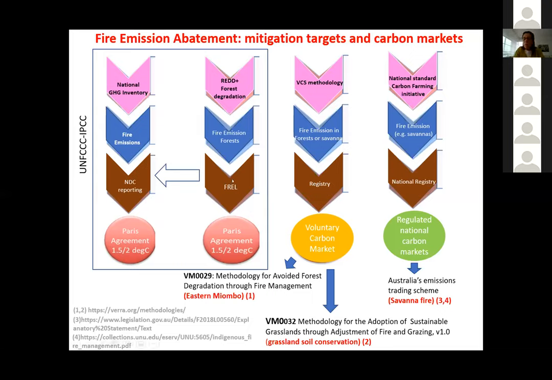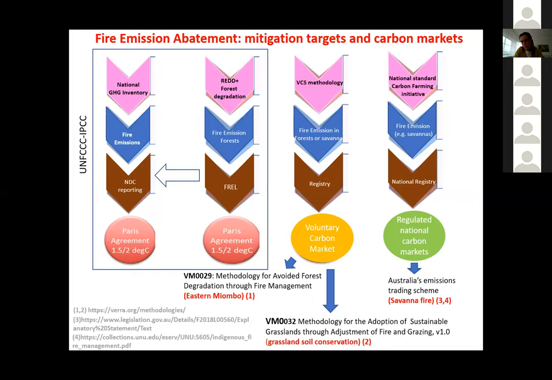The FREL is another opportunity for having fire incorporated into forest mitigation reductions. The problem with many FRELs is that all forest types are mixed together and all degradation sources are mixed together. So it makes it rather difficult to separate fire from the FREL and have a significant reduction of the overall degradation with that. But that could also be a line of action, focusing on reducing degradation fires within the FREL frameworks. Right now, many countries are reporting deforestation fires, but they are not reporting degradation fires. FRELs are the opportunity to focus on that.